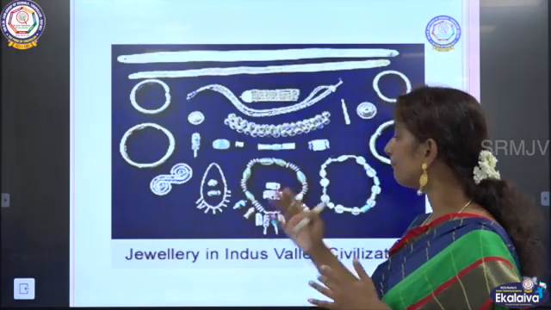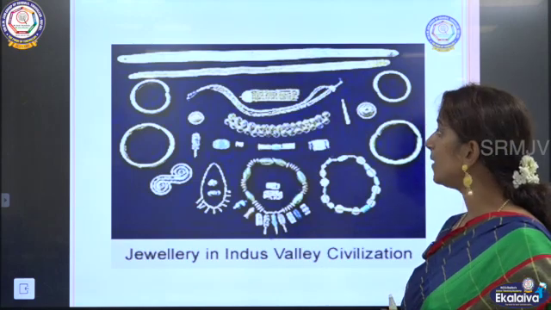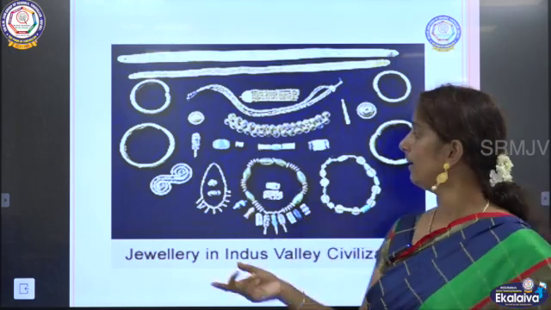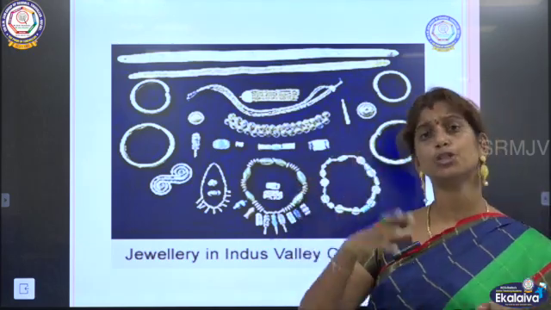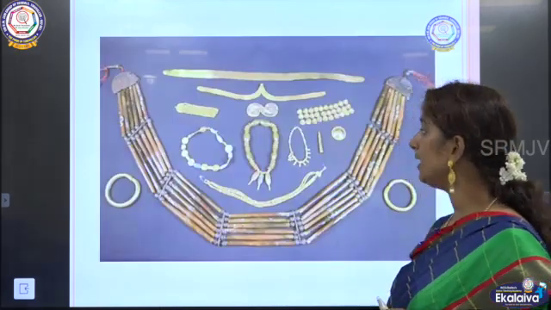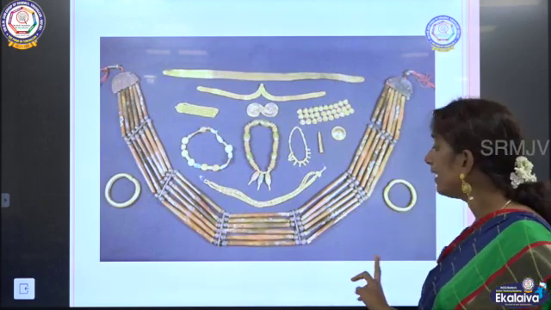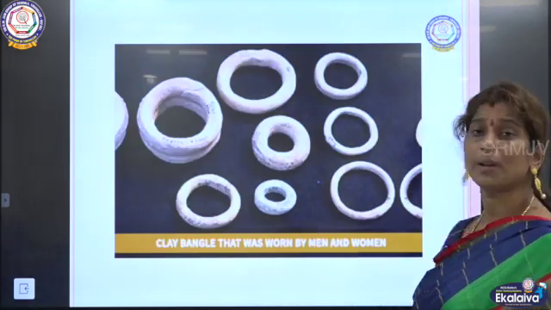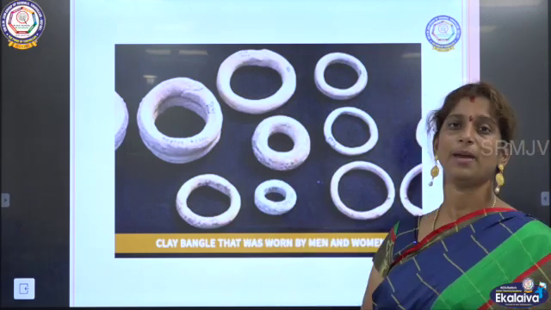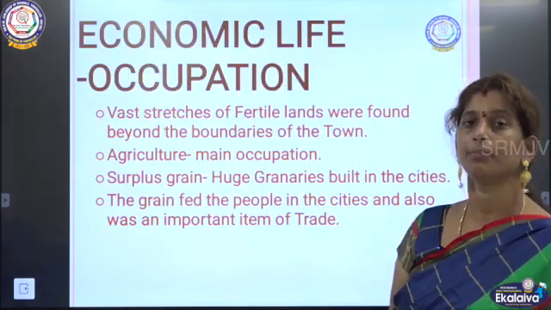So, this is how the clothing pattern was, and then here you can see the jewelry used in the Indus Valley civilization. You could see a necklace-like thing and a bangle-like thing which was used by both men and women, right. So, all these were used in Harappan civilization. Here you can see the bangle; they were even wearing bangles made of clay, right. So, the clay bangle was worn by men and women. All these were the ornaments used by them, right.